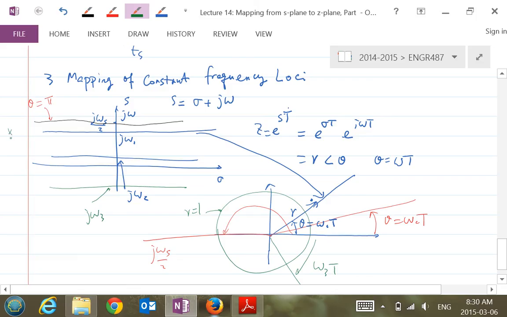For a point on the infinite left side, let's say along this line here, on the infinite left side, where is that going to be mapped to? You know that point is going to be on this line here, right?